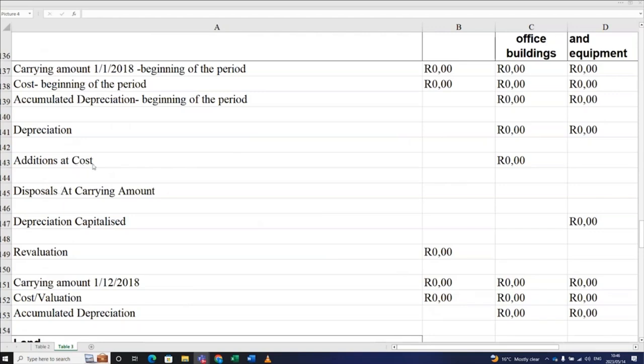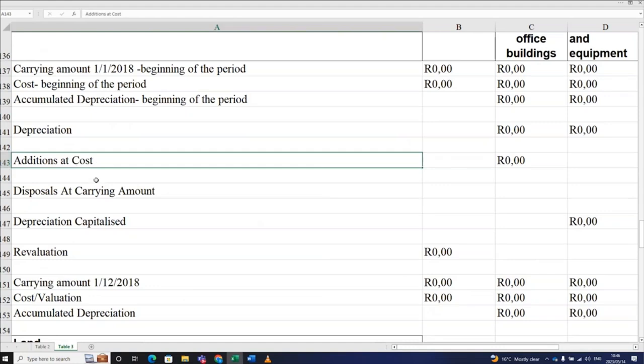These additions, very important, is that the additions are at cost, and disposals are at carrying amount. So when you buy a new asset, it will be at the cost that you put it in your PPE note, and then when you sell an asset or trade in or whatever, then you know that it's done at the carrying amount. Okay. And then there's the depreciation capitalized. We'll get into that as we do the question, and then also the revaluation of the land. Okay, and then in the end, you've got your carrying amount, which will again consist of the cost or the valuation date value, less accumulated depreciation, which includes depreciation of the current year.